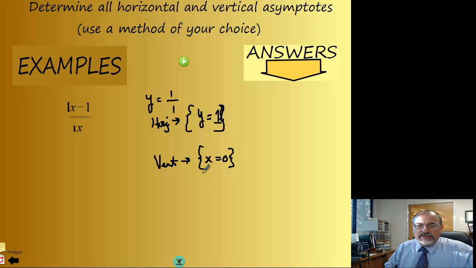Okay, so those are some examples. If you need more help, then ask me in class, or we can do some more examples for you.